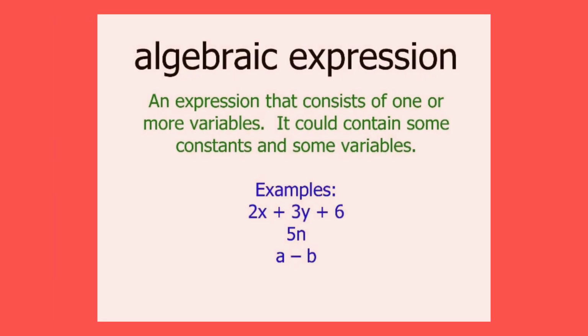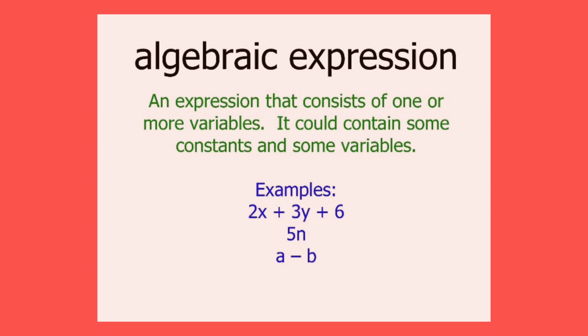Algebraic expression in detail. An expression that consists of one or more variables; it could contain some constants and some variables. For example, 2x plus 3y plus 6, second 5n, third a minus b. In these three examples, the first is a combination of numbers and variables. Second, the number and variable are combined by a multiplication operation. And third, a and b are two variables with the mathematical operation subtraction. This means one or more variables are used with a mathematical operation at a time.